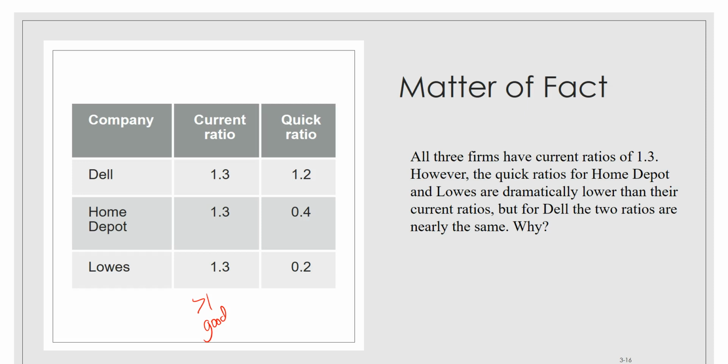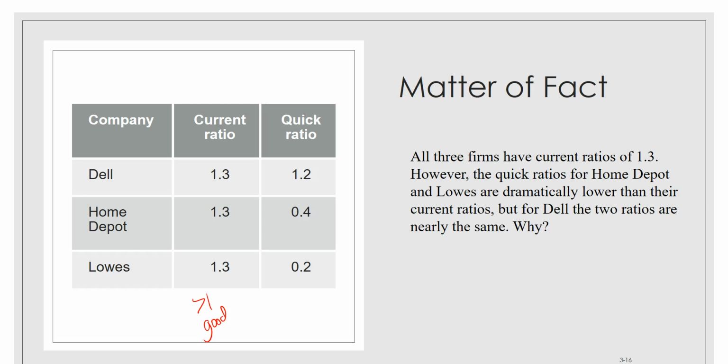But when we look at their quick ratio, it tells a different story. We see that Dell's quick ratio is 1.2, while Home Depot's is 0.4 and Lowe's is 0.2. When you think about this qualitatively, this makes sense. Dell is a computer manufacturing company. Computer parts go down in value every day. So they don't want to have a lot of excess inventory on hand because technology is being replaced very rapidly. So their current ratio and quick ratio both being about the same is a good thing.